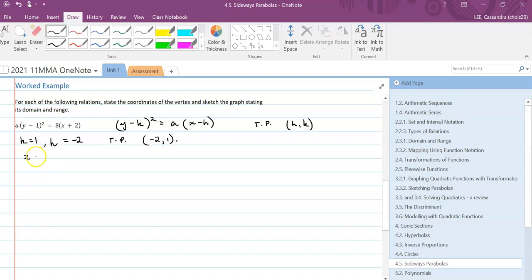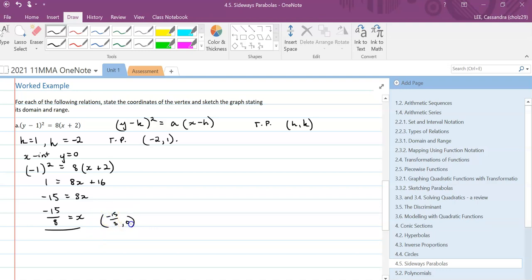My x-intercept is going to be when y is equal to 0. So putting 0 in here, we have (0 - 1) squared is equal to 8(x + 2). So we have 1 is equal to 8x + 16. We're going to have negative 15 is equal to 8x, and so negative 15 over 8 is equal to x. That is going to be my x-intercept, so at (-15/8, 0).